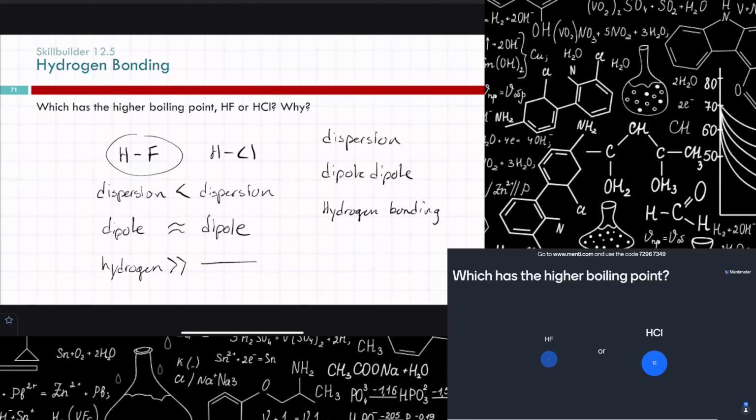So you just have to remember, and I definitely understand why you voted for HCl, because it's larger. But if you have hydrogen directly bound to nitrogen, oxygen, or fluorine, that's going to have hydrogen bonding, and that's going to be the stronger intermolecular force, and therefore the higher boiling point.